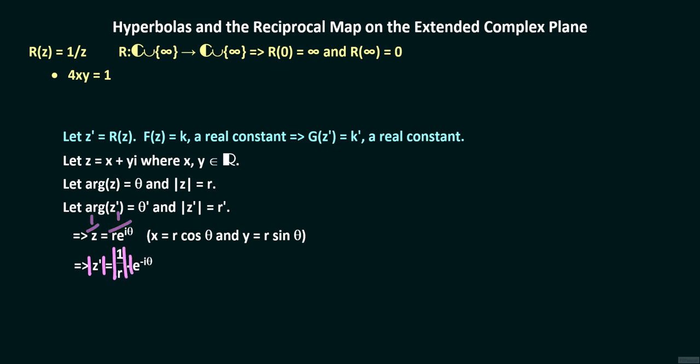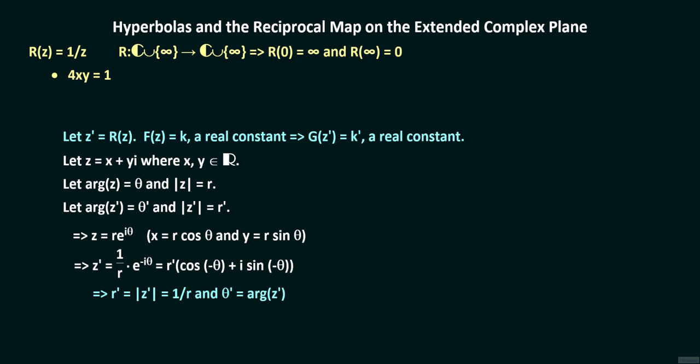Taking the absolute value of everything, the absolute value of z prime should be equal to 1 over r times the absolute value of e raised to the power minus i times theta. Now, the absolute value of e raised to the power i times any real valued angle, positive or negative, is always equal to 1. Therefore, the absolute value of z prime is 1 over r, and so r prime equals 1 over r. This is a fact that some of us probably already knew: the absolute values of reciprocals of non-zero complex numbers are reciprocals of each other. So, with 1 over r equal to r prime, z prime equals r prime times the quantity cosine of minus theta plus i times sine of minus theta. And we can set theta prime, the argument of z prime, equal to minus theta.